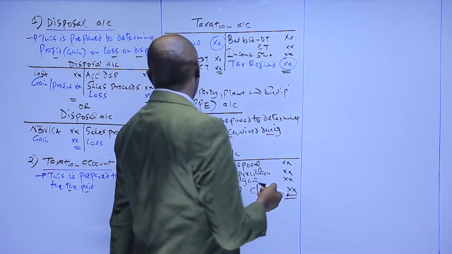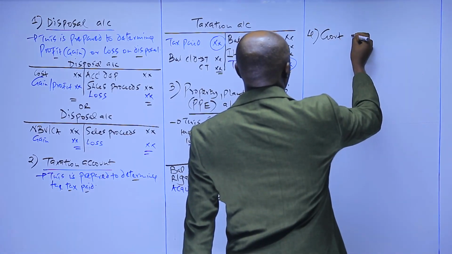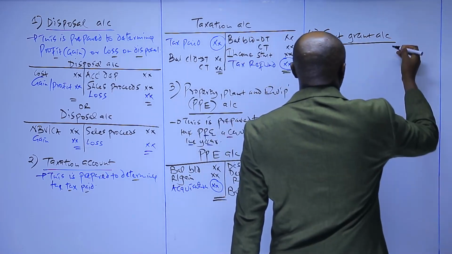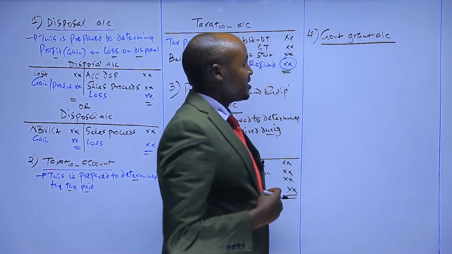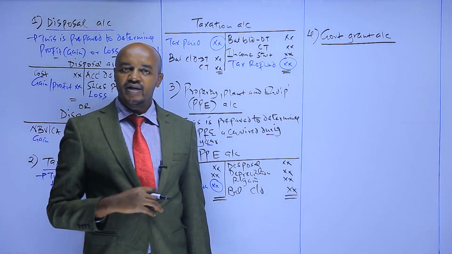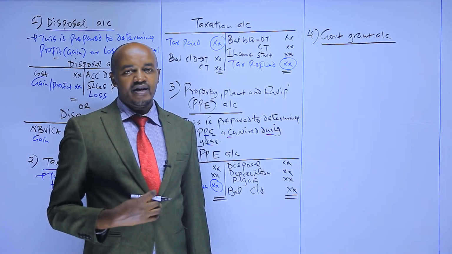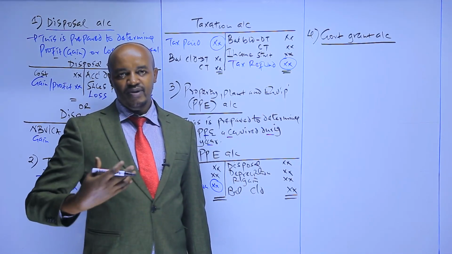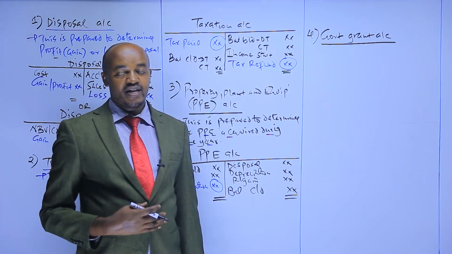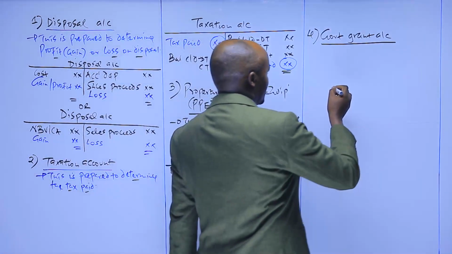The last account which you must be able to prepare is an account called the government grant account. So what is a government grant? First of all, a government grant refers to any form of financial assistance which the company receive from the government to undertake a project which is meant to benefit the members of the public.